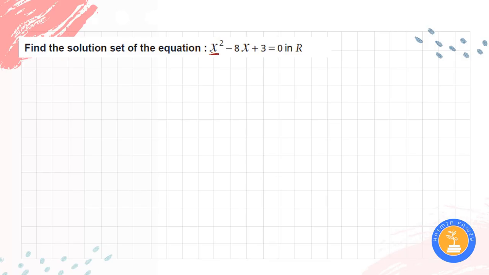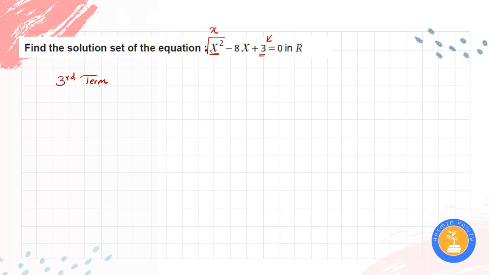Let's see. I have here what? X to the power 2. Yes, I can find the square root of it, it equals x. What about the third term? Can I find the square root of the third term? No. So what shall we do here? We have to replace the third term. We have to complete our perfect square by finding the value of the third term.